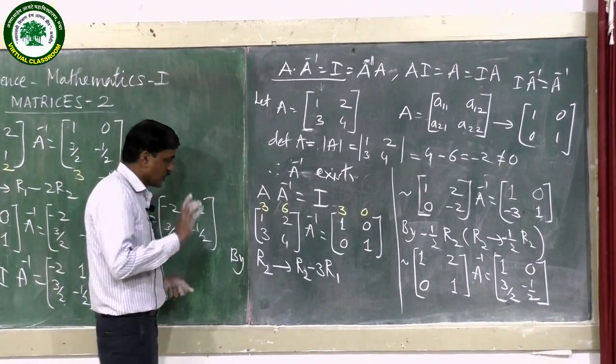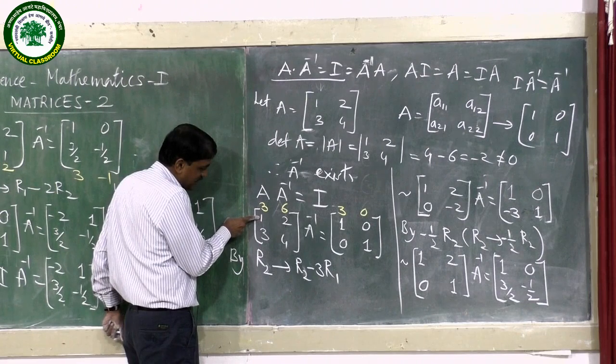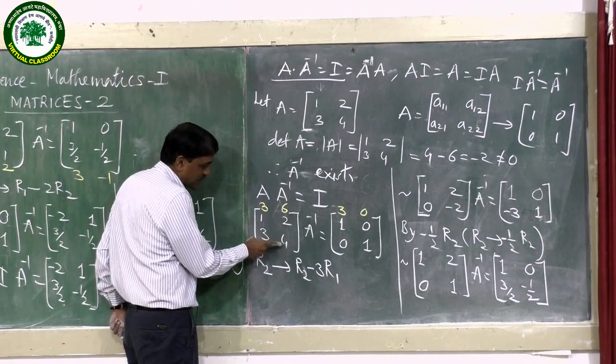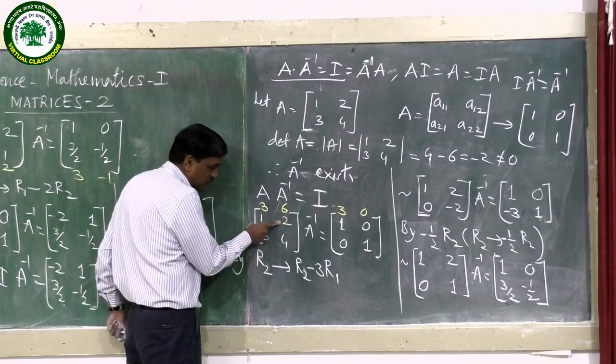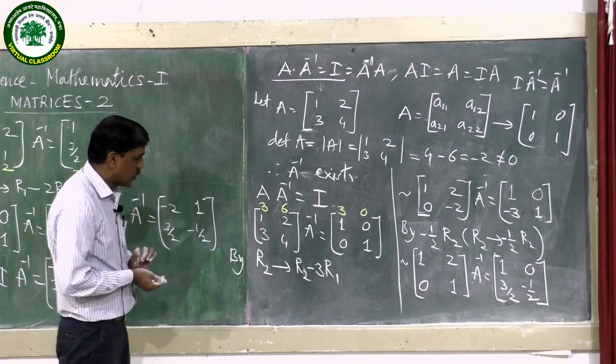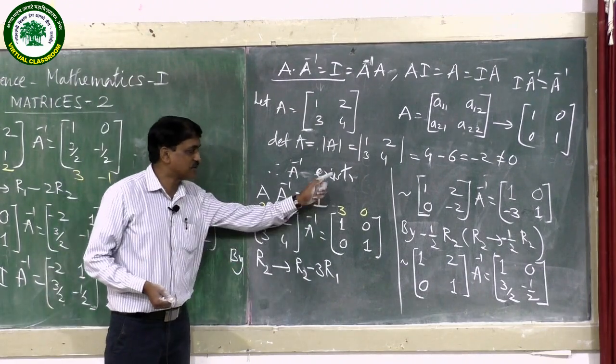See, what is the method? Convert this element into 1, it is already 1. Convert this 3 into 0. Convert this 4 into 1. Convert this 2 into 0. 1 0 1 0, like this. So we perform these three transformations.